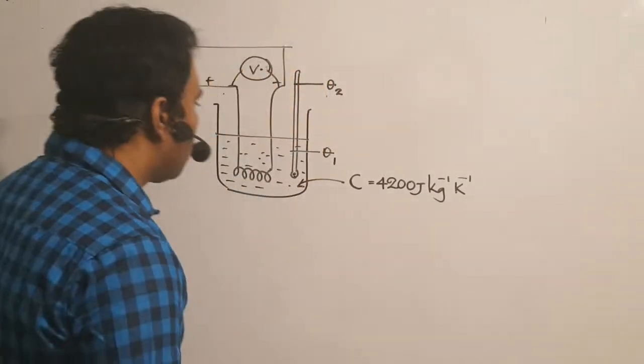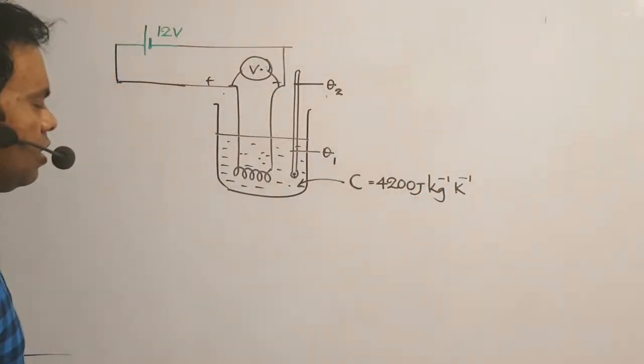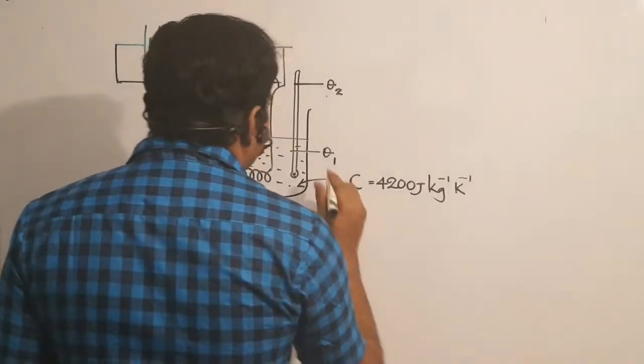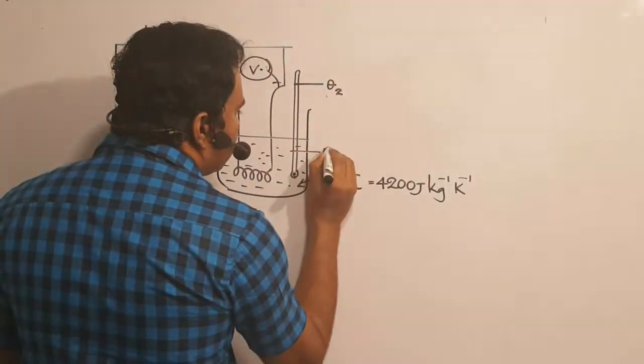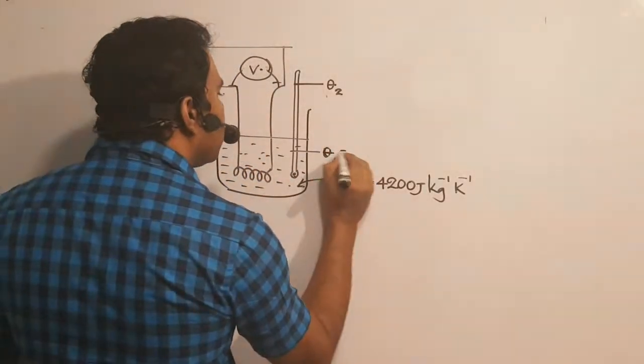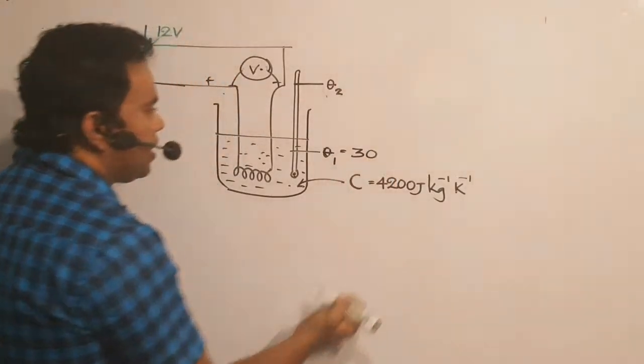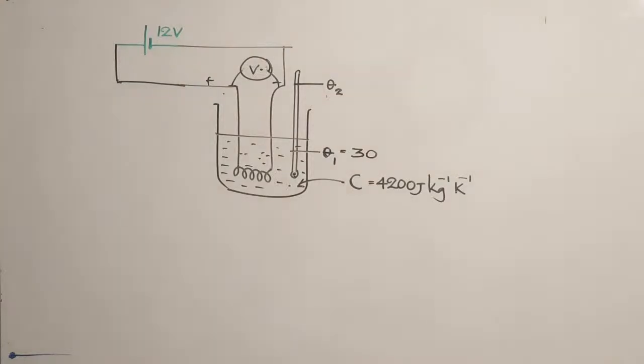Okay, we call that specific heat capacity. Usually that is given. Next one, theta 1, the initial temperature or room temperature, it's given, that's 30. Okay, it's 30.